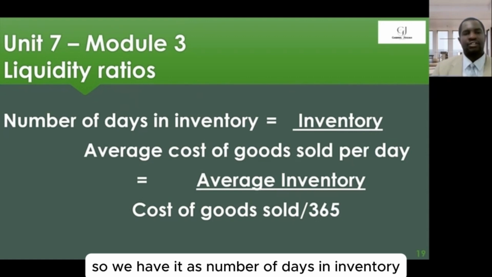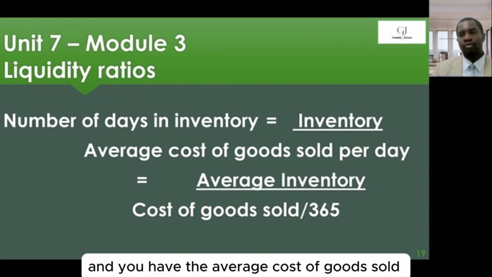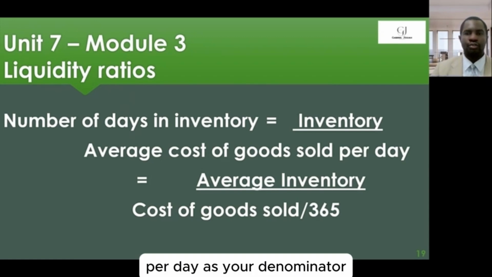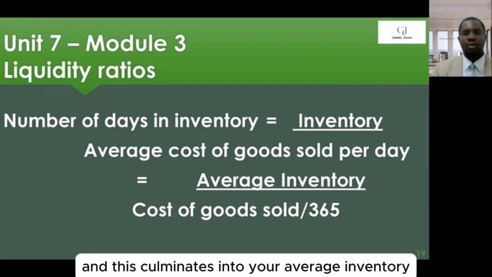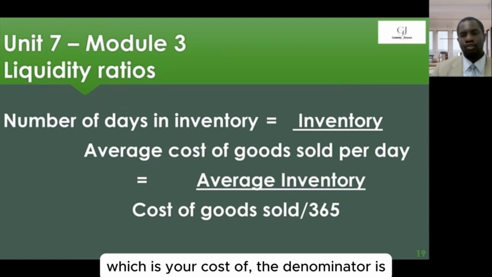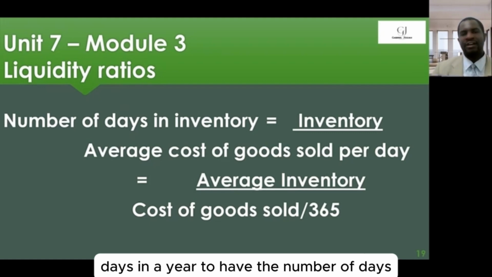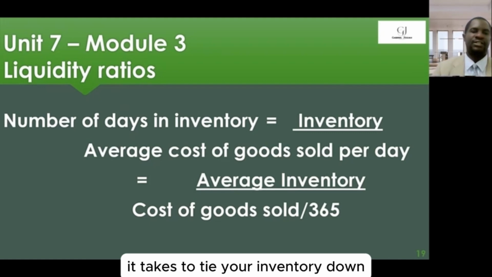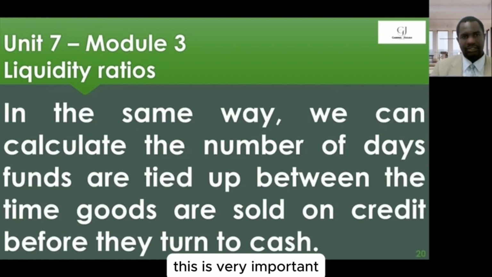So we have it as number of days in inventory, which is inventory as your numerator, and you have the average cost of goods sold per day as your denominator. And this culminates into the average inventory divided by your cost of goods sold times 365 days in a year, to have the number of days it takes to tie your inventory down and convert them into cash. This is very important.